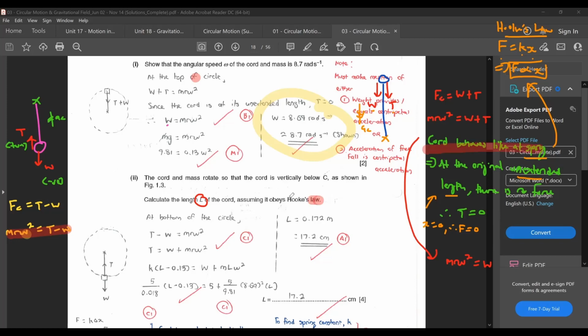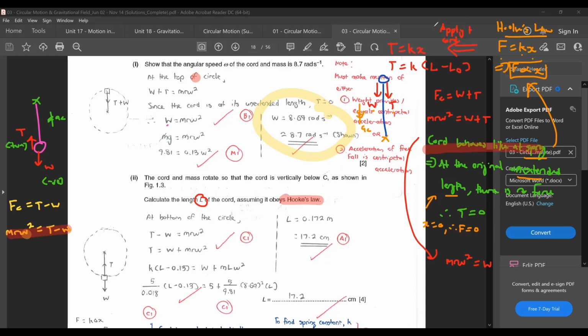And here they already told you it obeys Hooke's law. So if you know that your cord behaves like a spring, you apply Hooke's law to the cord: tension is equal to K times your extension. But extension itself can be rewritten as your final length L minus your original length. Let's just say your original length is L0.